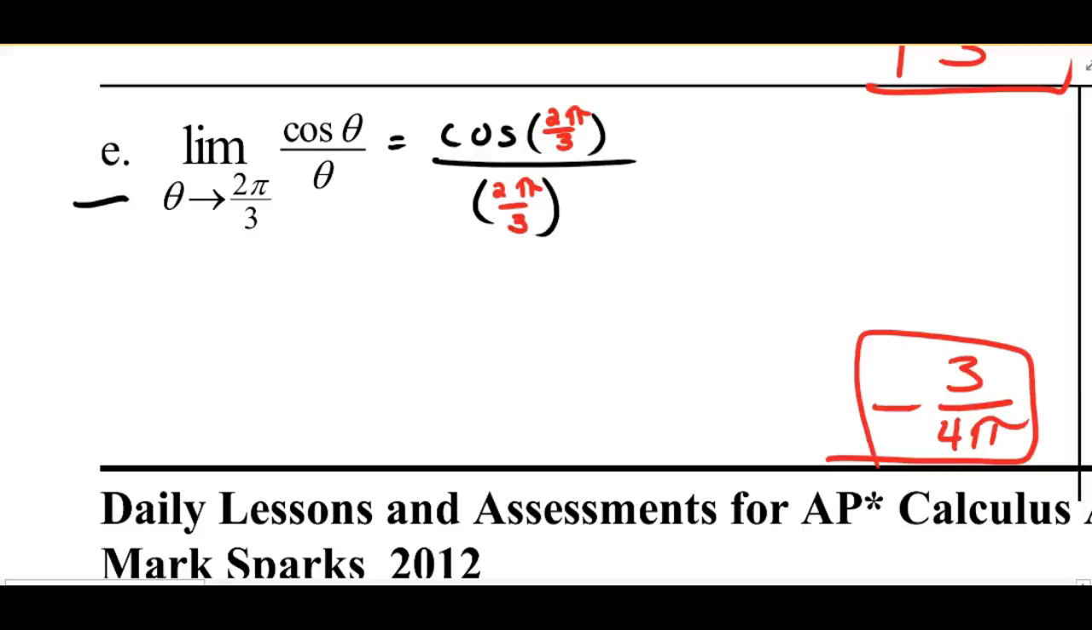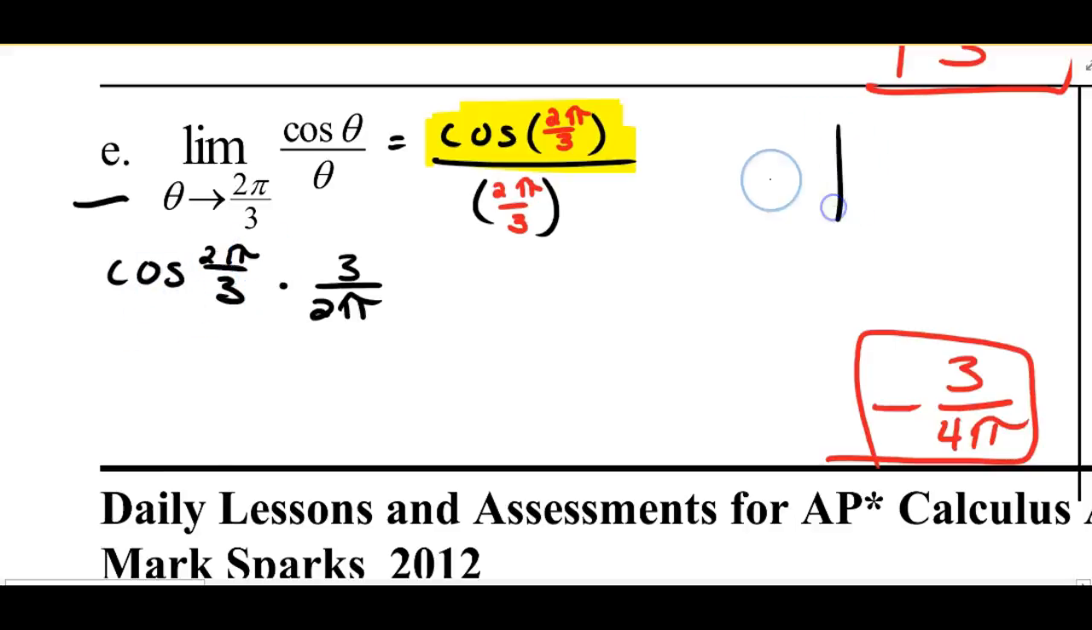Now, I personally like to take complex fractions and immediately turn them into a division. This is cosine 2 pi over 3, my numerator, divided by my denominator, 2 pi over 3. Dividing by a fraction is multiplying times the reciprocal. So I'm going to immediately rewrite this as cosine of 2 pi over 3 times 3 over 2 pi. I like dealing with my complex fractions that way. You can deal with them differently.